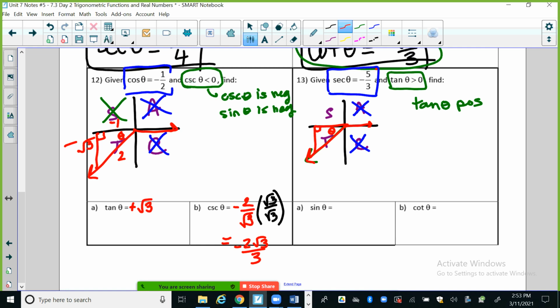Secant of theta is hypotenuse over adjacent. So our hypotenuse is 5 and our adjacent is -3. So this is a 3, 4, 5 right triangle. So our side opposite is -4. So sine of theta, which is opposite over hypotenuse, is -4/5. And cotangent of theta, which is opposite over adjacent, is +4/3.